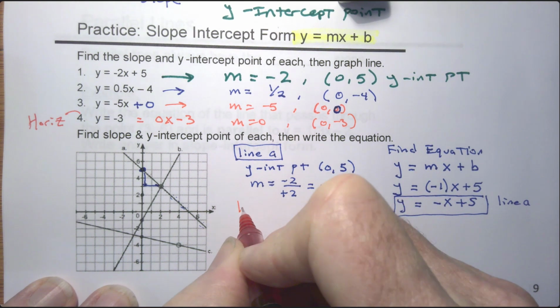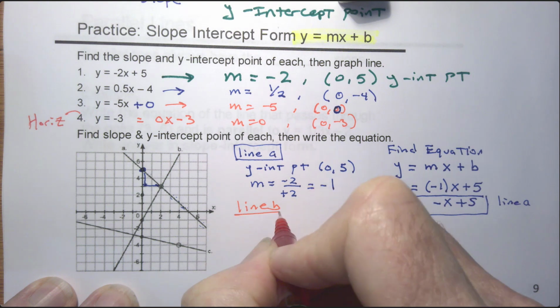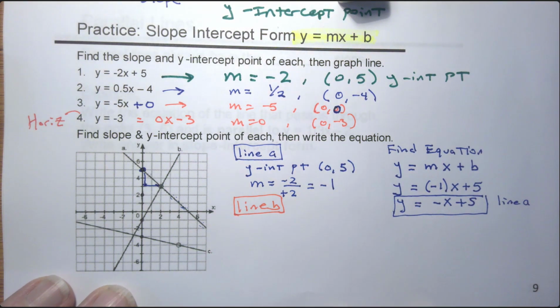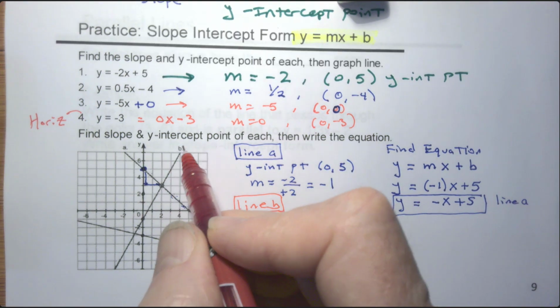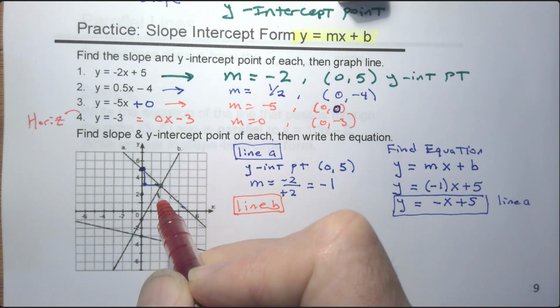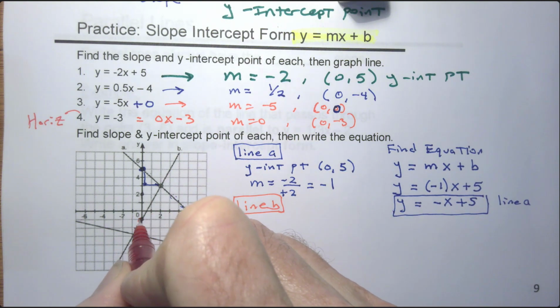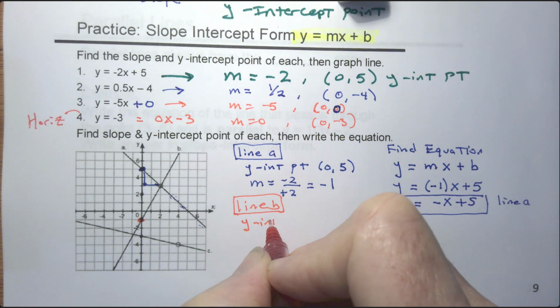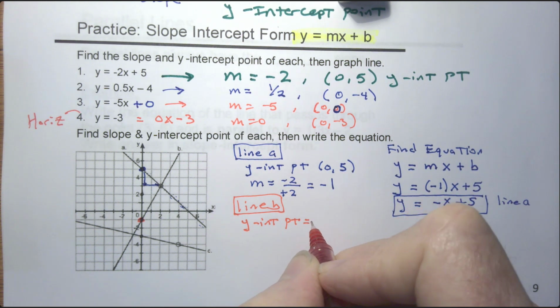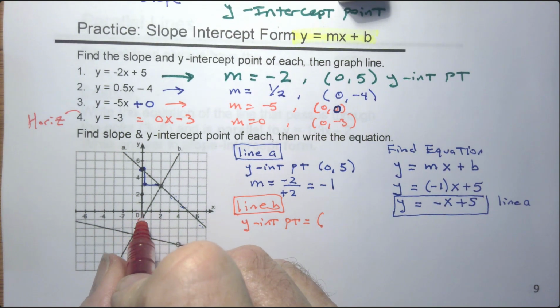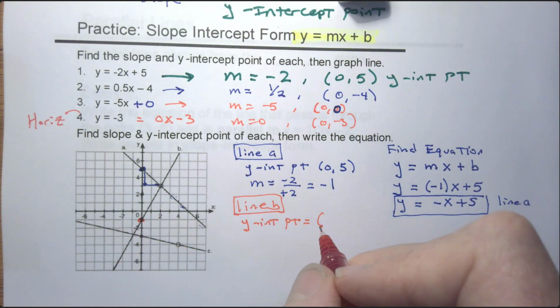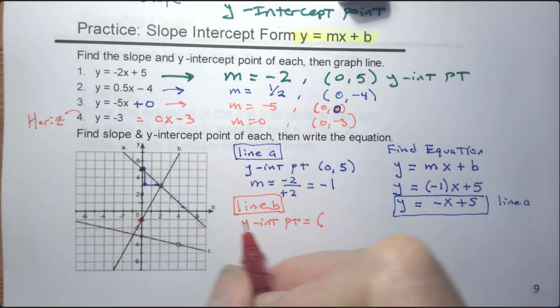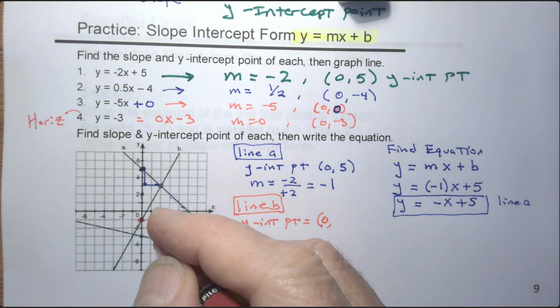Line B. Okay, I have line B over here. And where does it cross the y-axis? Oh, right down there. It's the y-intercept, the ordered pair. The x, it's on the y-axis, so there's no x. I mean, there's no forward and there's no back. So the x number is 0 and the y number is down.